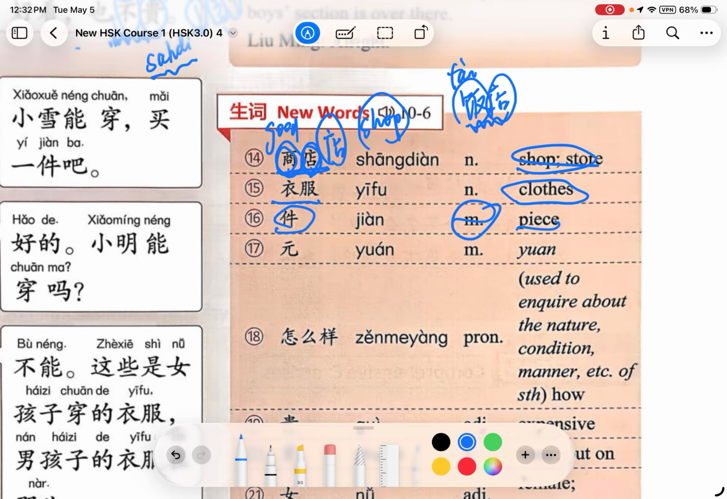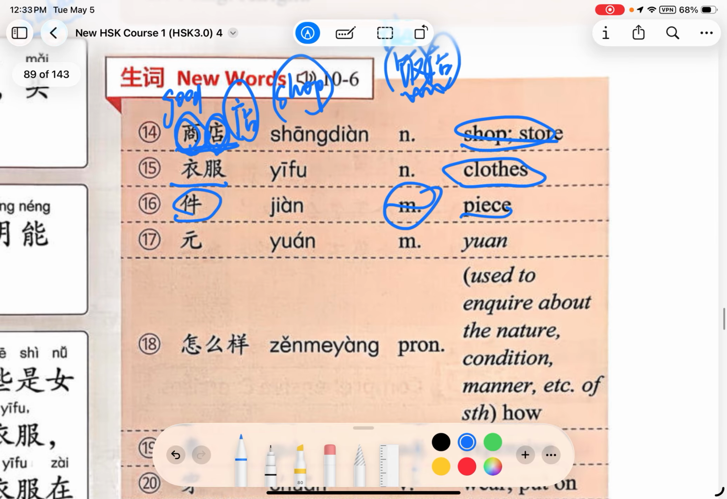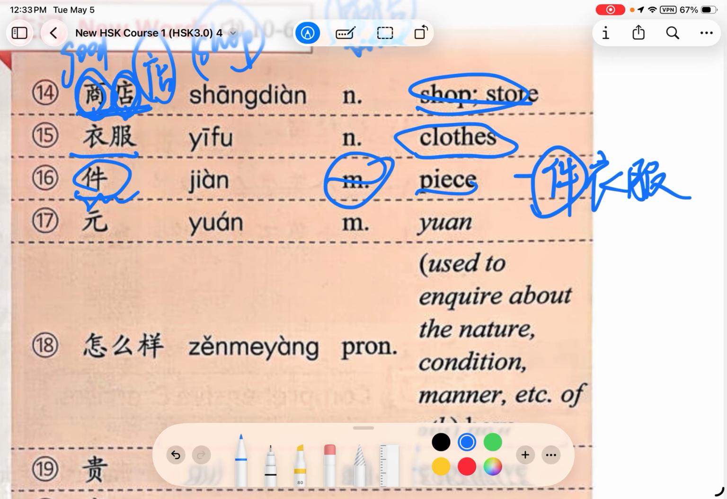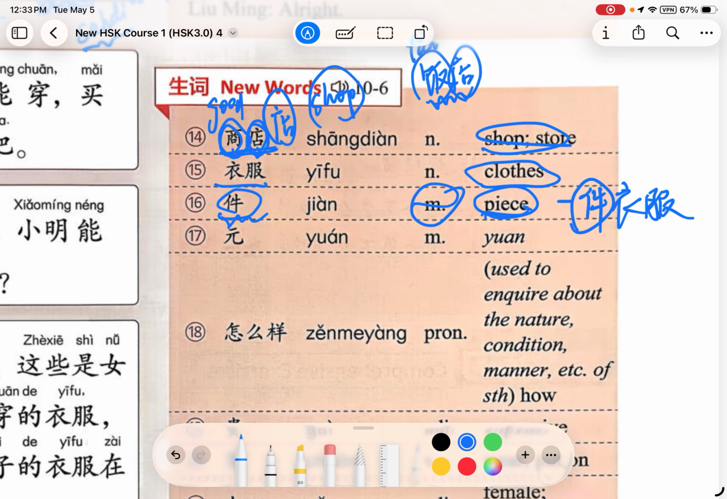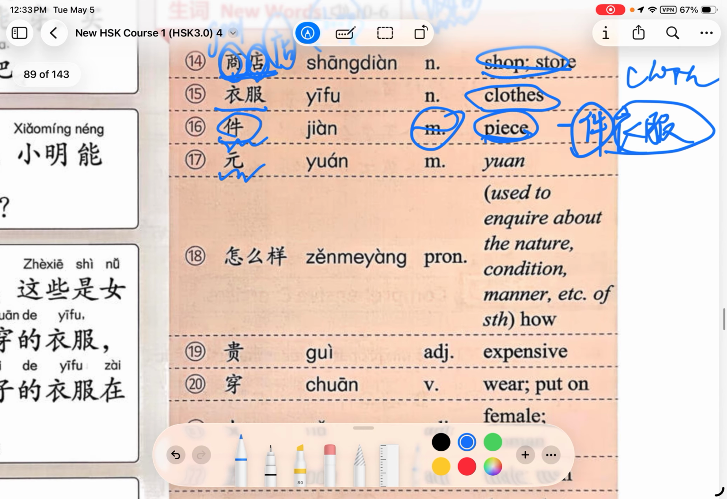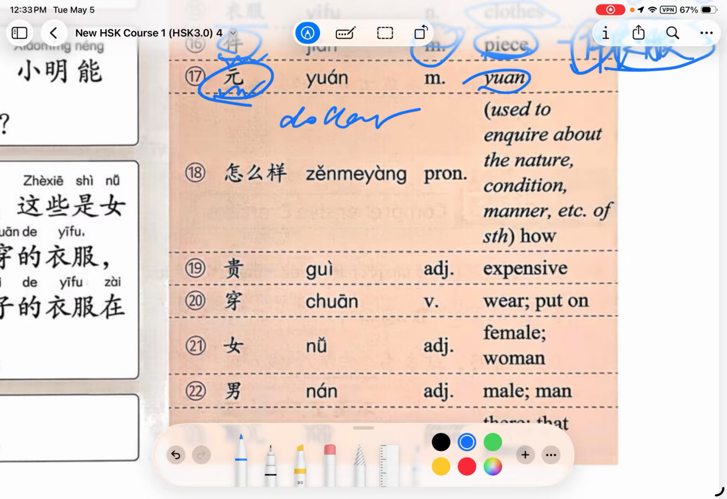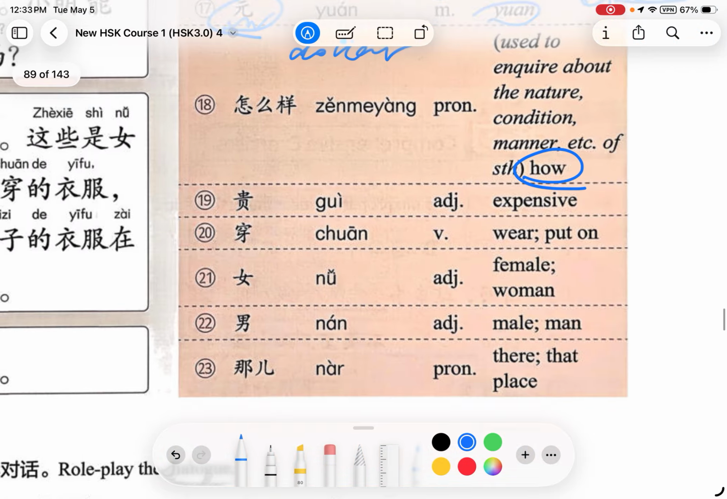衣服 means clothes. 件, piece, is a measure word. So in this conversation we will use 一件衣服. We can use piece in front of 衣服, clothes. 元 is yuan, like dollar. Chinese dollar is called yuan. 怎么样 is used to inquire about the nature, condition, manner, etc. It means how. We will learn it later.